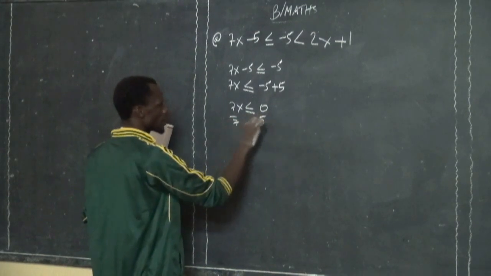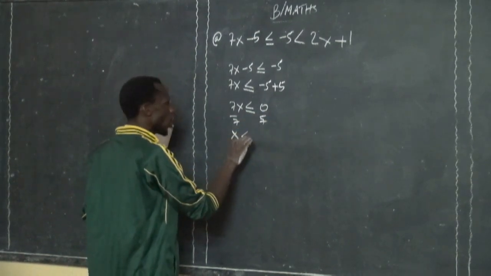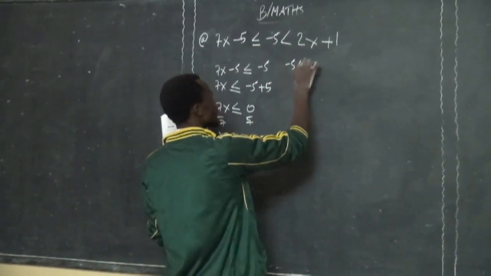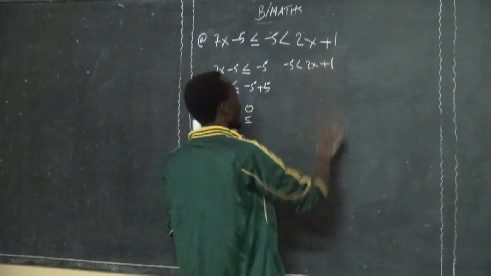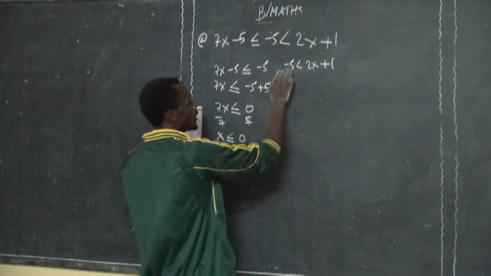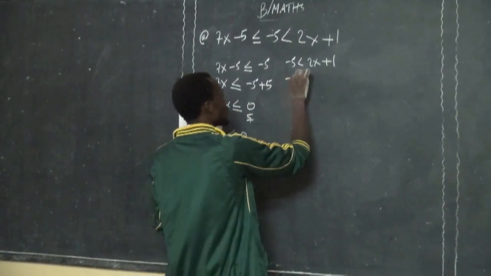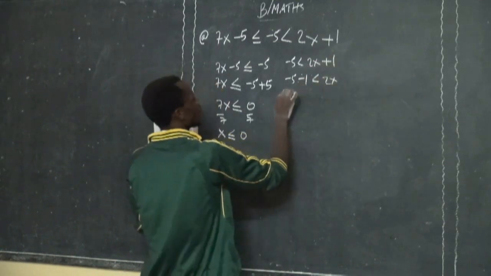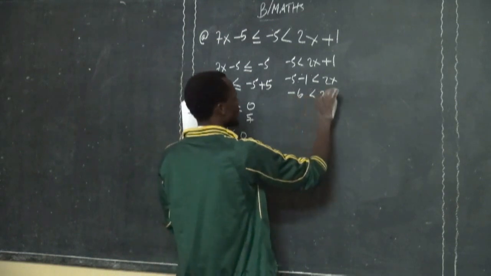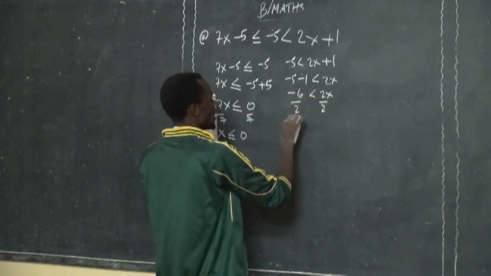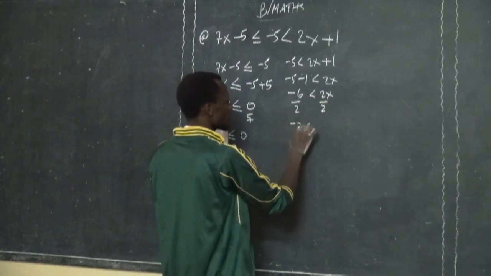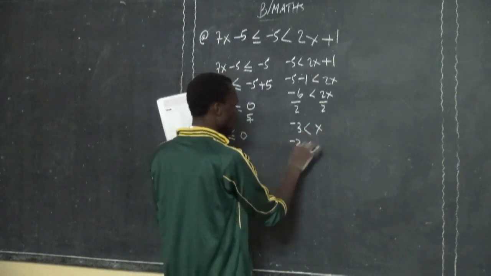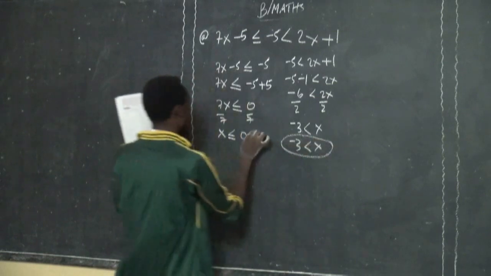Then we divide by 7. Now x is less than or equal to 0. Then you come back to the other side: negative 5 is less than 2x positive what? 1. Now this is taken to the other side, and this is taken to the other side. Now we have negative 5 minus 1, because this was positive. Now it's less than 2x. Now we have negative 6 less than 2x. We divide by 2. Now negative 3 is less than what? X. Now we have negative 3 less than x. This is the 1 and this is the 1.